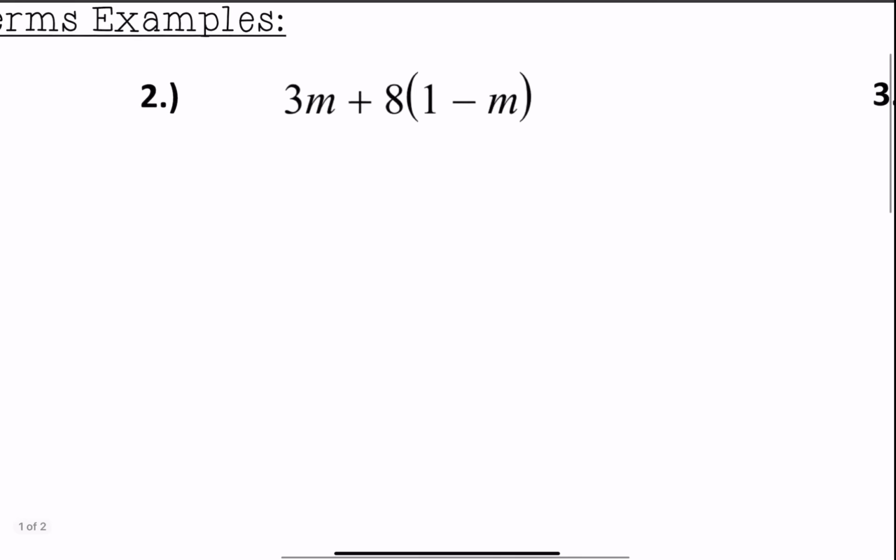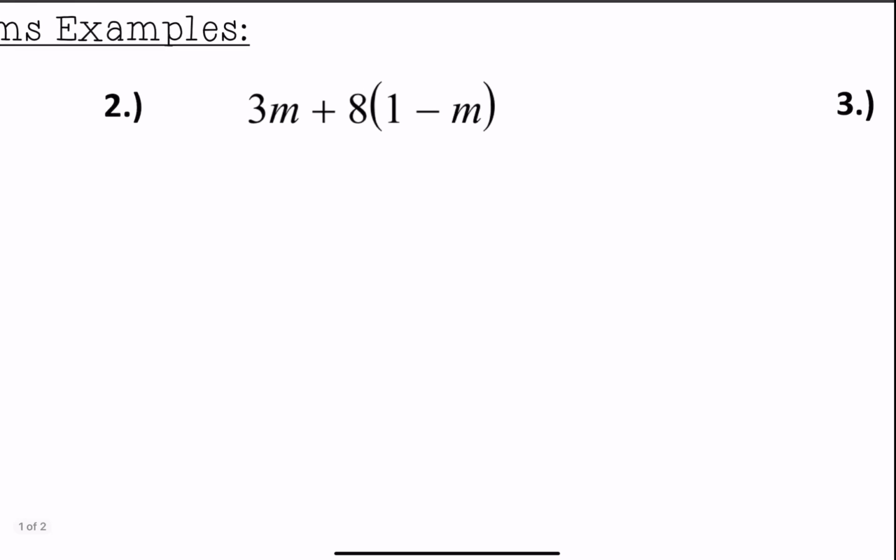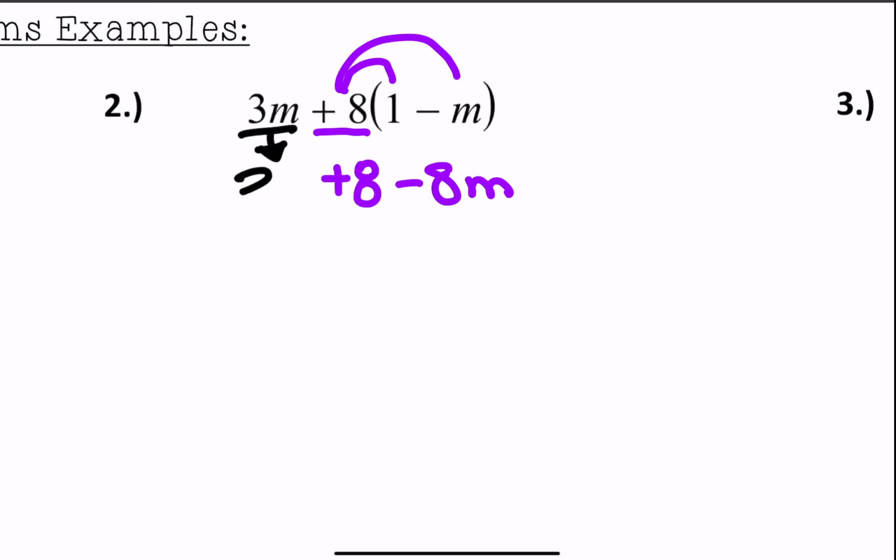All right, let's look at the next one. The next one is 3m plus 8 parentheses 1 minus m. So 8 is in front of our parentheses, so that's what we multiply, and it's positive. So we have 8 times 1, which gives us a plus 8. Then we have 8 times negative m, which is a negative 8m. And the reason why I wrote that plus in front was because when I bring down that 3m, I need to have a sign in between my 3m and my 8.